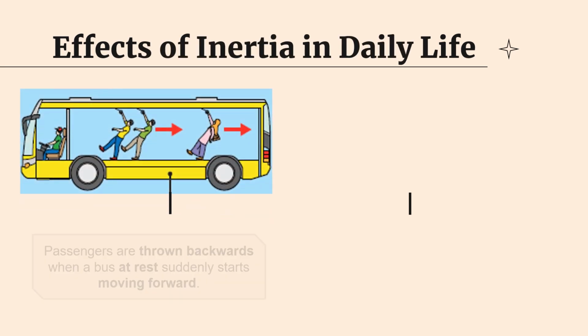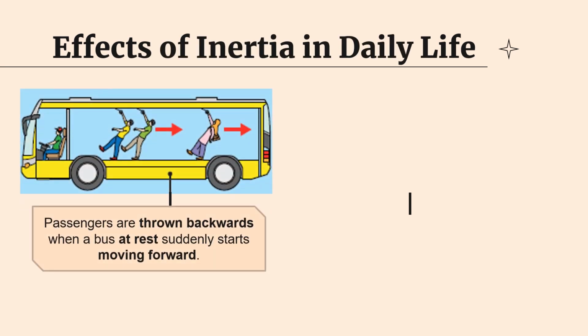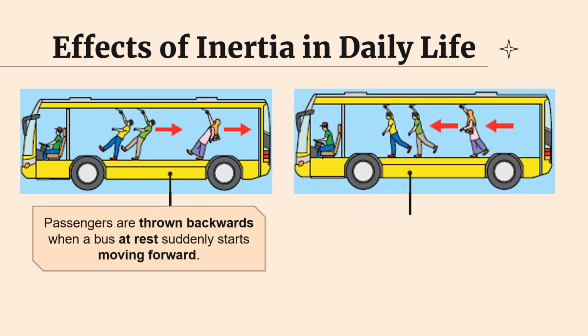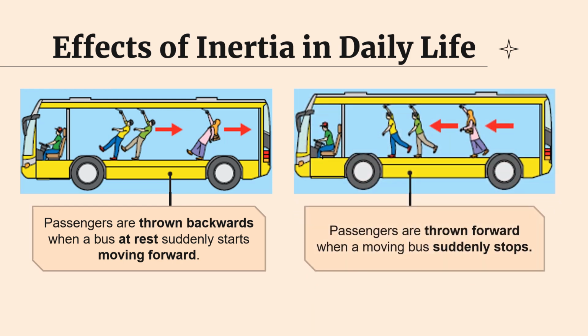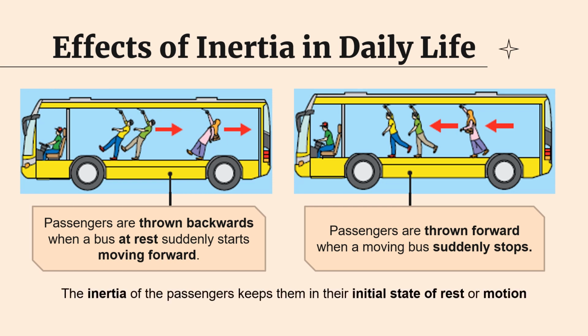Next, look at the picture. Passengers are thrown backwards when the bus at rest suddenly starts moving forwards. The next picture shows the passengers are thrown forward when the moving bus suddenly stops. The inertia of the passengers keeps them in their initial state of rest or motion.